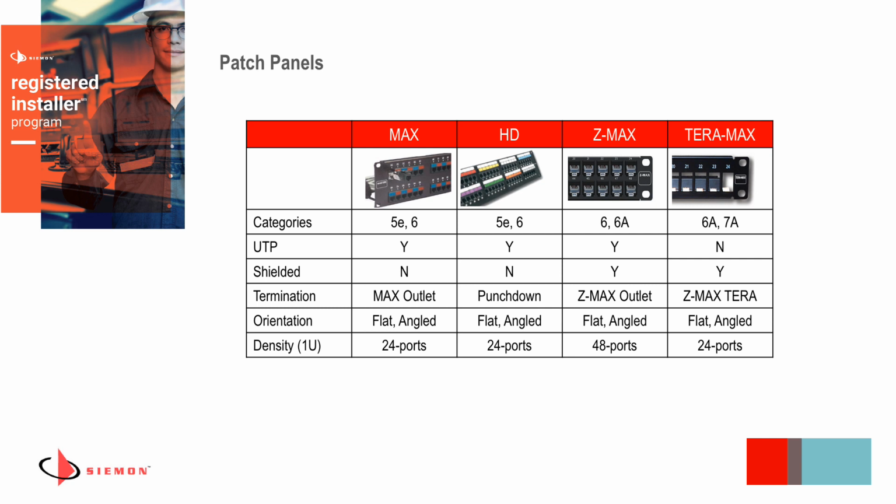Lower density, doesn't have 48 ports in 1U. It has 24 ports in 1U, but it is available in both black and silver. So it's one of the only panels we have that's not available in just black. So there are some options for shielded cabling patch panels.